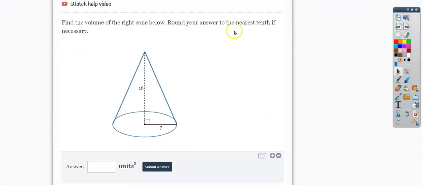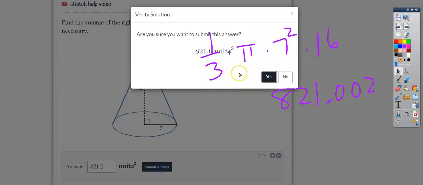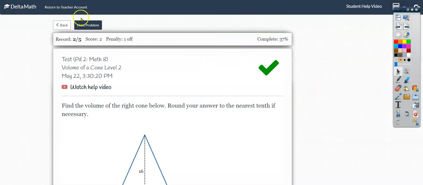All right, this one does say to round. Okay. So 1/3 times pi times radius squared times height. So let's see. 7 squared times 16 times pi. Oh, I think I pressed the wrong button. I got 821.002. Round to nearest tenth. 821.0. Please let this be right. Yeah. Okay, next question.